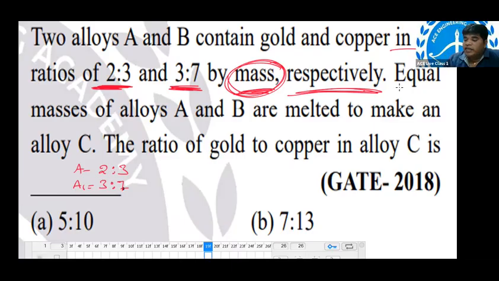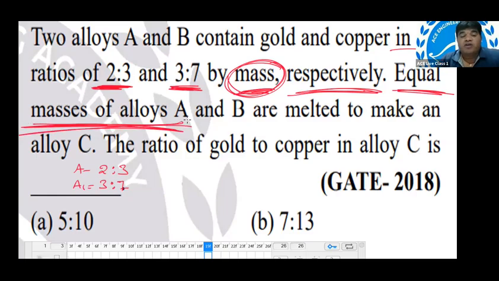But they mentioned here equal masses of alloys. The equal masses of alloy means the first alloy having 5 kg, the second alloy having 10 kg, you can assume kg. That is not equal masses mixing. But they mentioned that equal masses of alloy A and B are melted to make a new alloy C. The ratio of gold and copper in alloy C is the question.